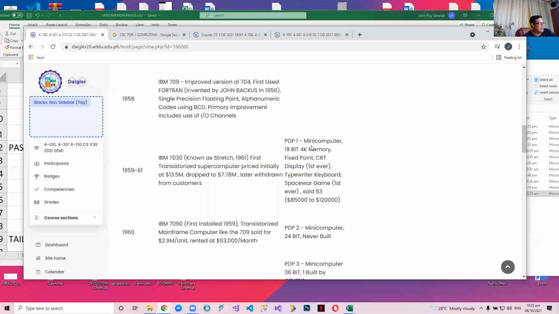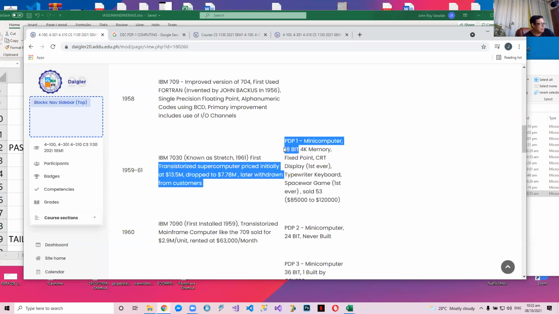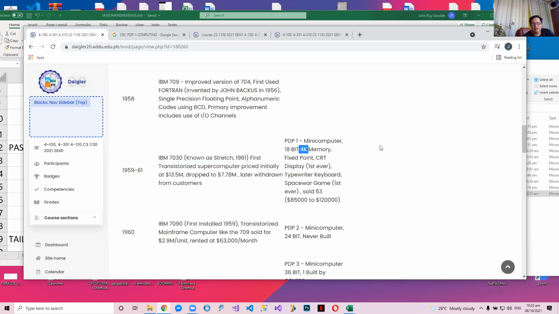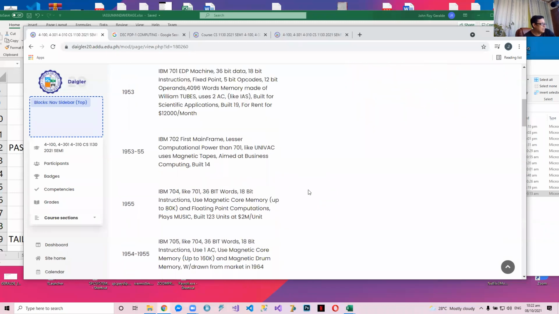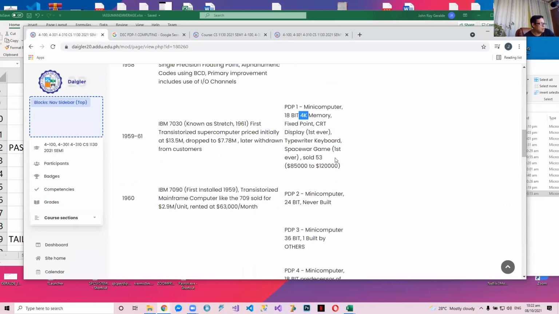This is the PDP-1. It's an 18-bit computer with 4 kilo memory, fixed point, as I've introduced to you already. 18-bit, both for instructions and data. Remember, initially the IBM 701 only sold how much? 19, but the PDP-1 sold 53 at a very cheap price. The low end is $85,000, and the high end is $120,000. It was not considered good, but it gave DEC a lot of leverage.